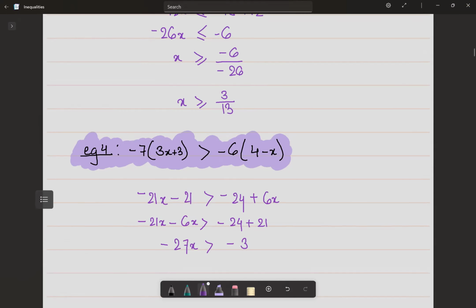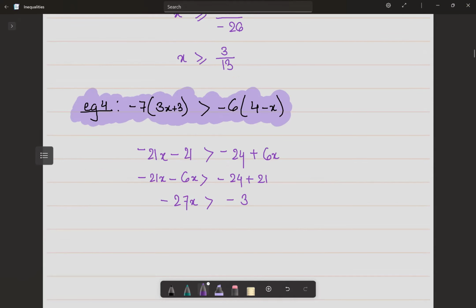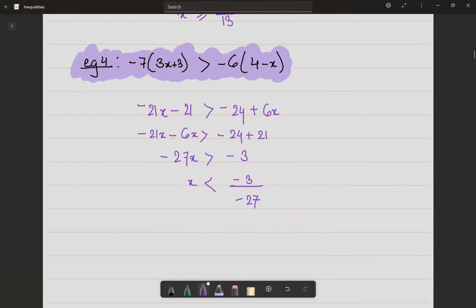Now when we are dividing, we are changing sides again. So because we are changing sides, our sign will also change. The greater than sign becomes the less than sign, and we have negative 3 divided by negative 27. So negative 3 divided by negative 27 is going to give us a positive 1 by 9. So our answer is x is less than 1 by 9.